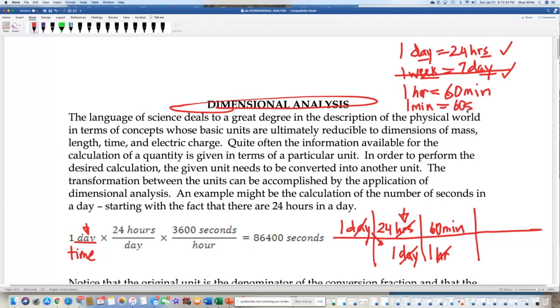So once again, if you don't have these time conversions here, you can find them online, include them in your sheet of paper so you can know which ones to pull out. And I have here 1 minute is 60 seconds.